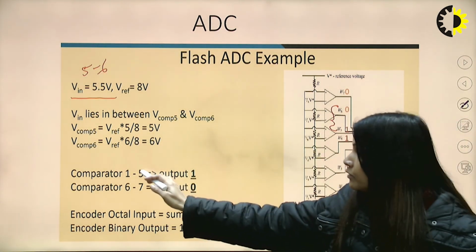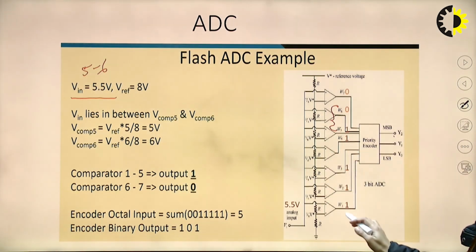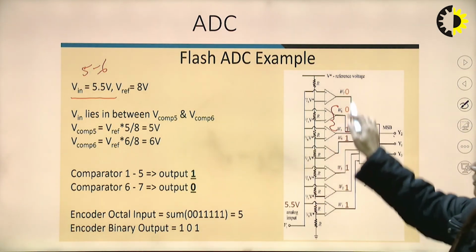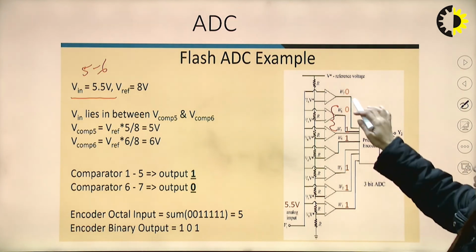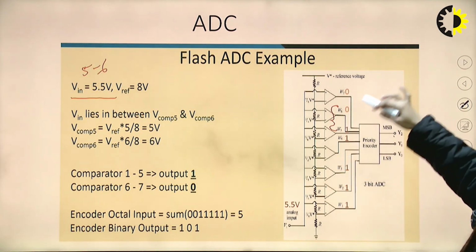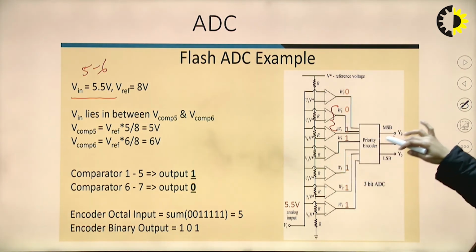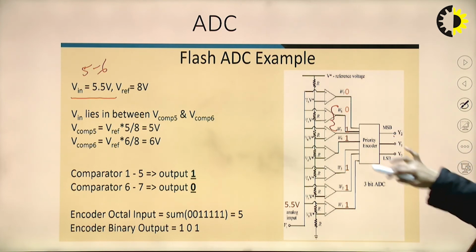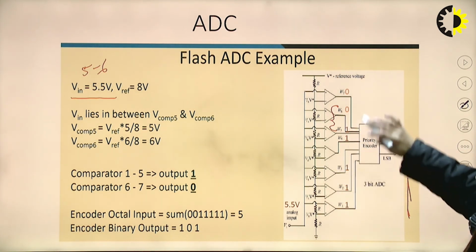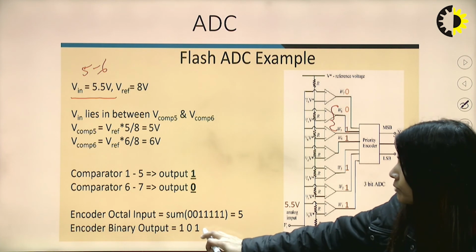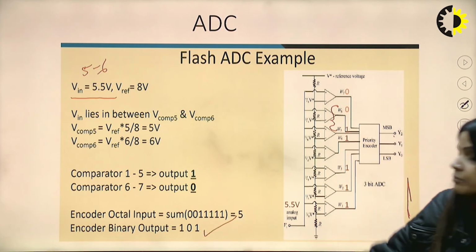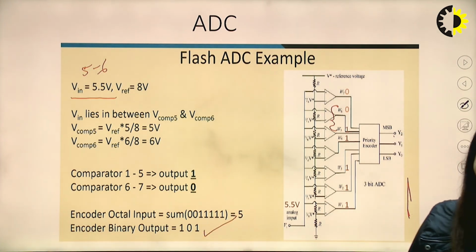Now comparators 1 to 5 will be set at 1 and comparators 6 to 7 will be set at 0. So the encoder octal input will be 0 0 1 1 1 1 1, five ones and 2 zeros, and the encoder binary output accordingly will be equal to 101.